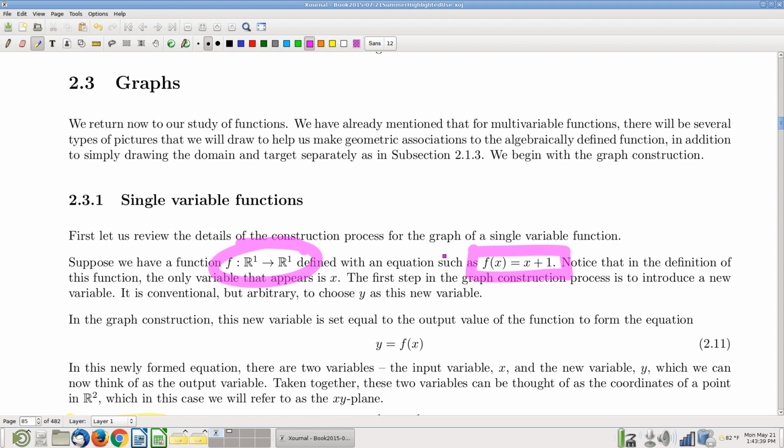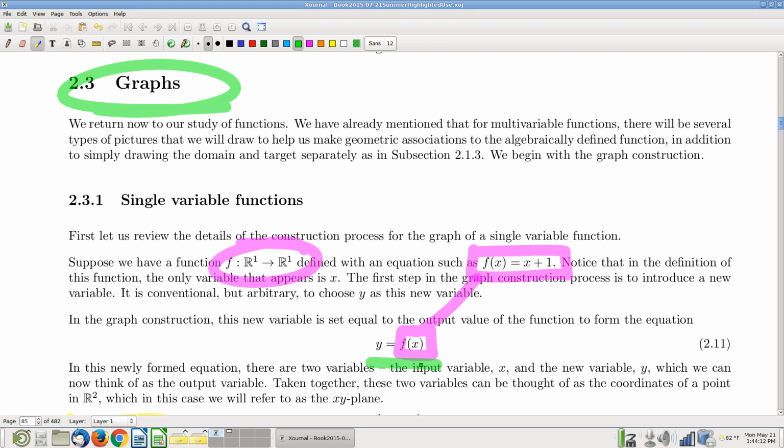Okay, so having made that observation, there is only one variable as part of the function. Part of the graph construction is to say, okay, well, I'm going to have a use for taking the value of the function and giving it a name. So as part of the graph construction, we're going to set the output value equal to a new variable. We're going to call it y arbitrarily. You can call it q. I don't care. We're going to call it y.